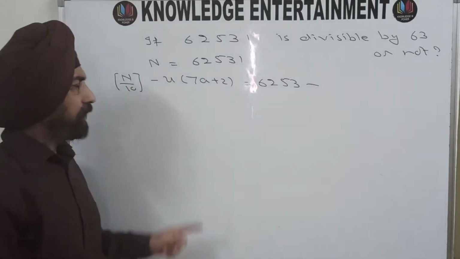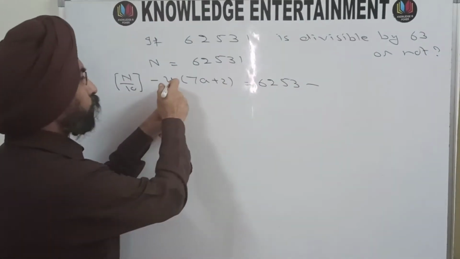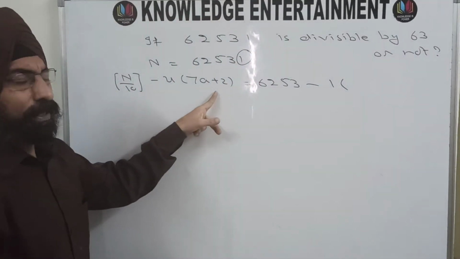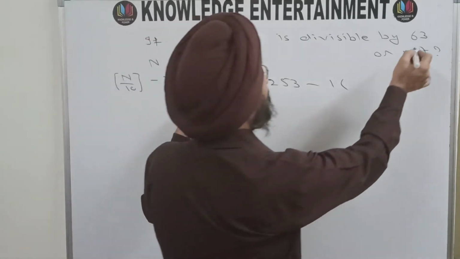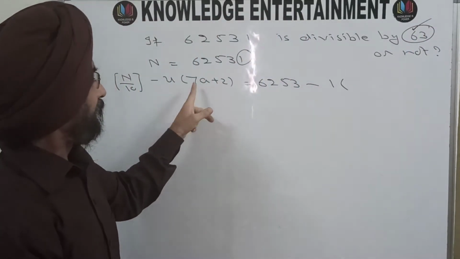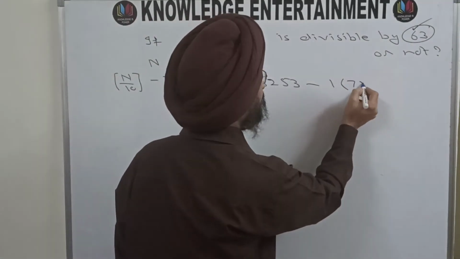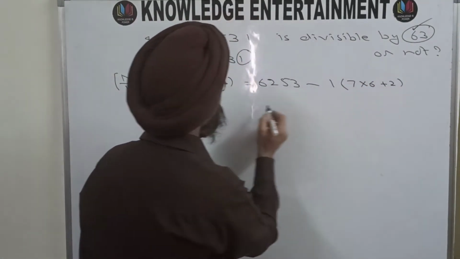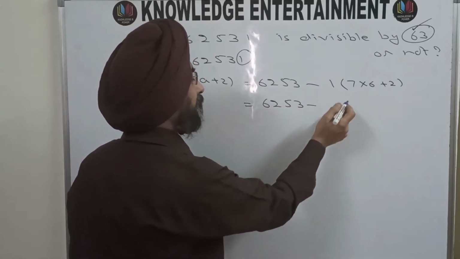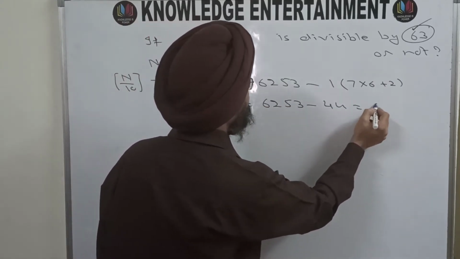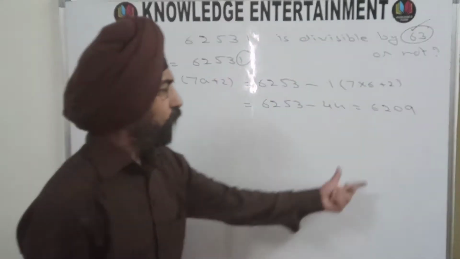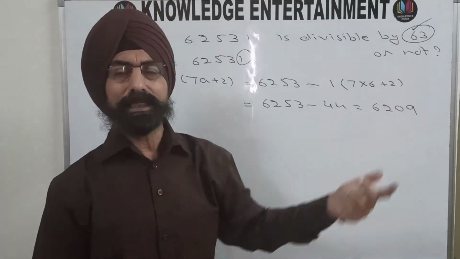6253 minus u times, what is u? U is the units digit, so 1 times, this is 10a plus 2, and what is a here? A is the tens digit of the divisor, so it is 6. So 7 into 6 plus 2. So what you are going to get is 6253 minus 44, so it is 6209. Still, it is not easy to check whether this number is divisible by 63 or not.